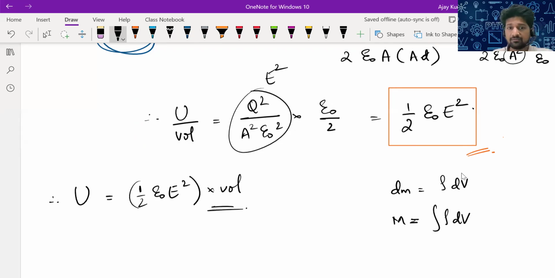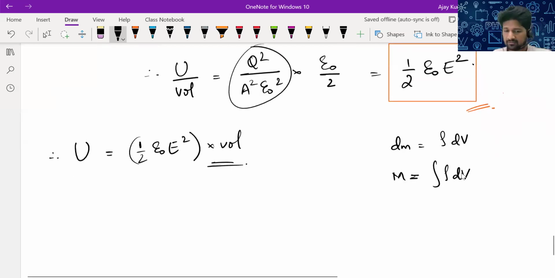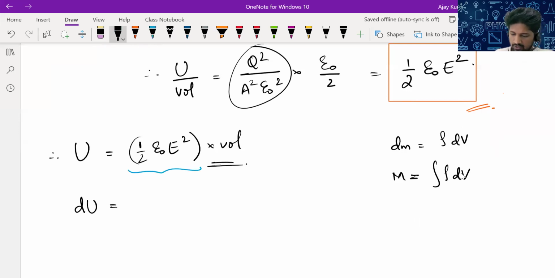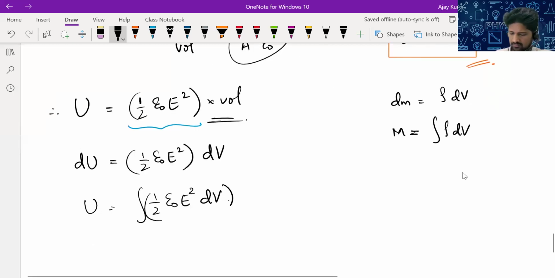Similarly, if the electric field varies from point to point, if the electric field is non-uniform, then obviously this energy density will be non-uniform. Then you will have to express the energy in a small volume first: half epsilon naught E square multiplied with dV, small volume. Then the total energy will be the integral of this. Okay, just note this down, all of you. We'll solve one question based on this and close the session.